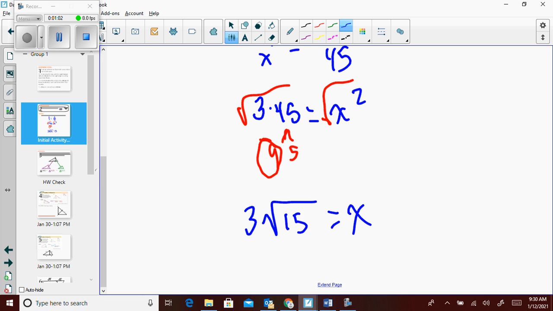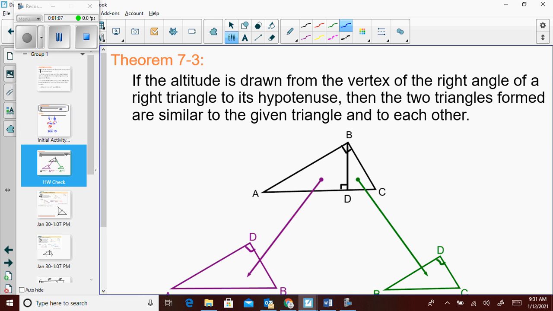I'm not going to ask you any questions like what's the geometric mean of this. It's going to be applications. So let's first look at theorem 7.3.